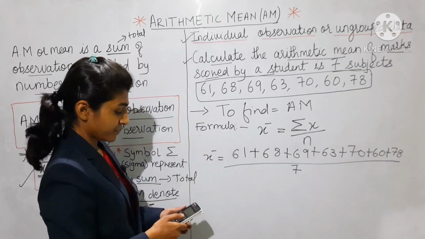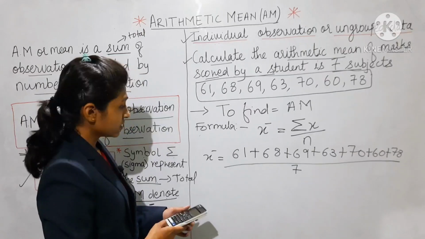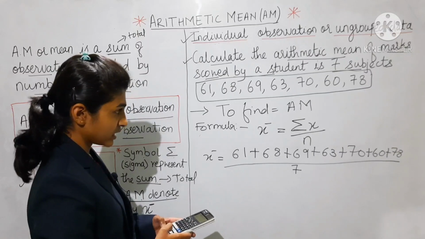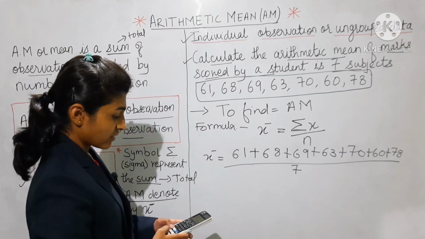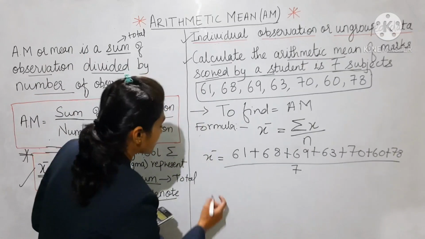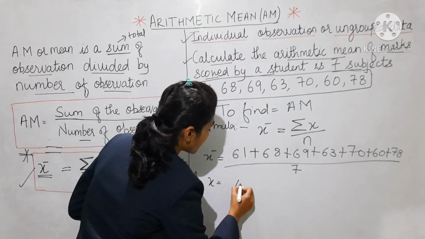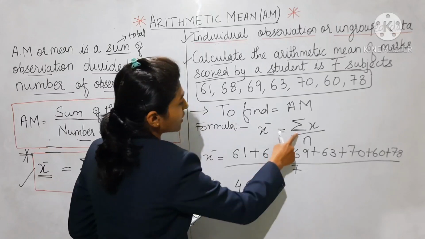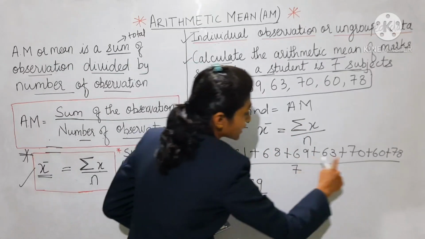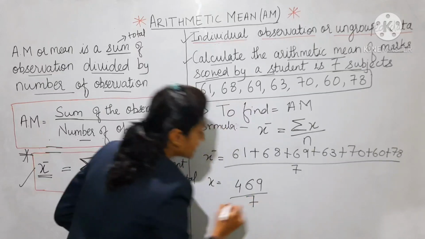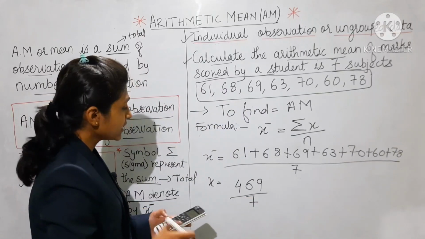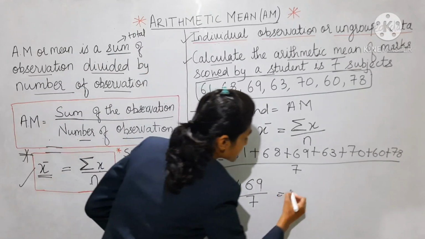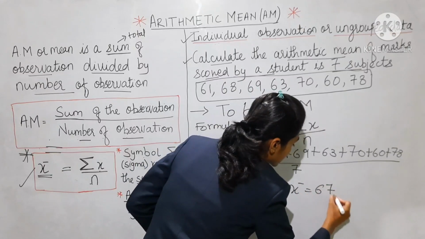So add this: 61 plus 68 plus 69 plus 63 plus 70 plus 60 plus 78. The total you get, x bar is equals to 469. Okay, so 469 is what? Sum of x. Total of these individual observations divided by number of observations. So if we divide 469 by 7, we get the answer x bar is equals to 67.